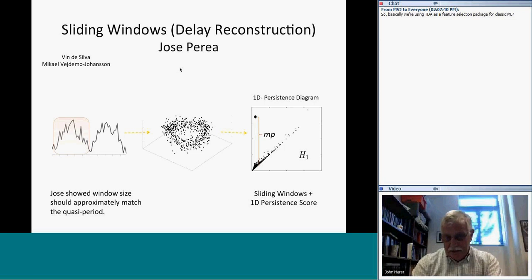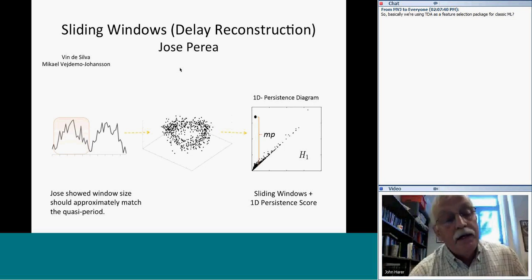So the method is, as you see on the left-hand side there, you see a time series, and you choose a window size approximating the quasi-period that you're looking for, right? So you might think, well, I can do this on any size window, but if you choose this one, you get the most robust one-dimensional persistence score out of it.